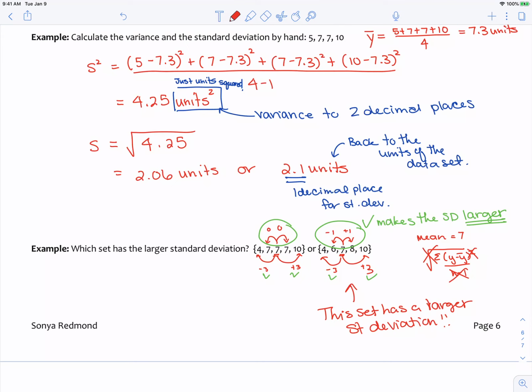Okay, and that should cover it for now, and we'll go over in another video how to do the calculations of the mean and the median, standard deviation, 5-number summary in GeoGebra.